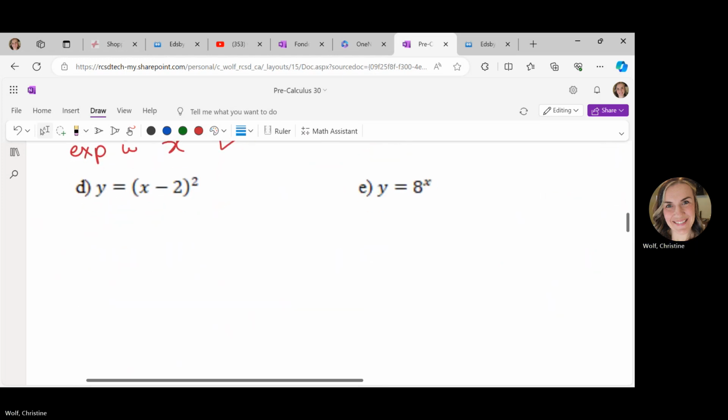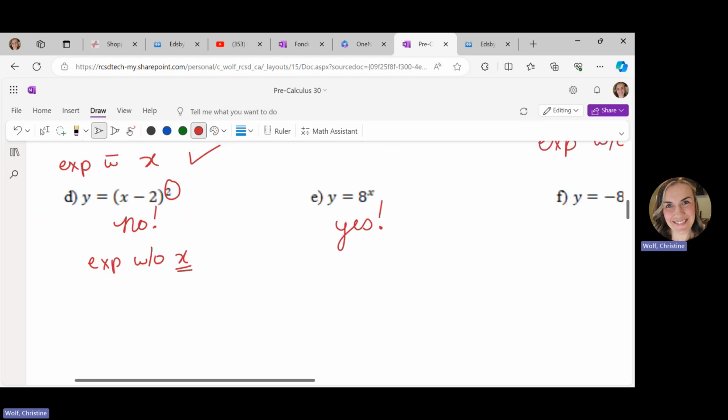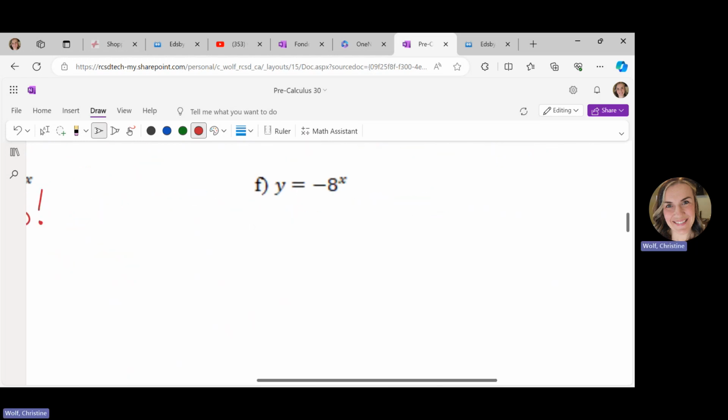Okay? This one, all right. You can look at the base and think, oh, Miss Wolf didn't really talk about the base being a binomial. It doesn't matter because as soon as you look at that, your exponent doesn't have an x in it. So it doesn't matter if it's a binomial base because the x isn't in the exponent. That is not an exponential function. So again, we have an exponent without an x in it. That's a problem. Okay, this guy here, yes, your 8 is positive. Your exponent contains an x. Beautiful. Done.